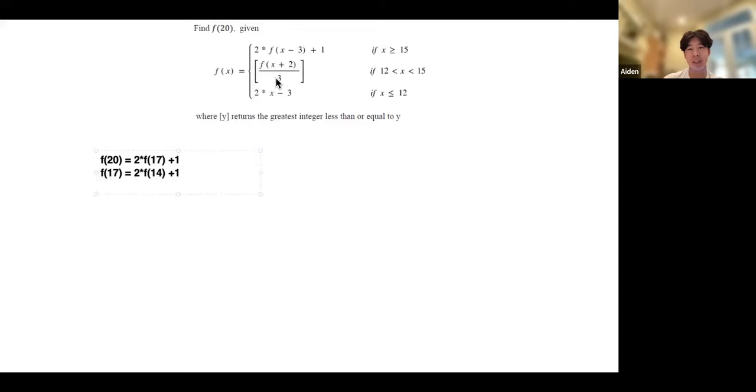So now that 14 is less than 15 and is in between 12 and 15, you use this second equation here. And just remember that these brackets, if you read the bottom, mean that whatever you get inside of here is rounded down to the closest integer. So f of 14 is equal to f of 14 plus 2, which is 16, and then that is divided by 3.